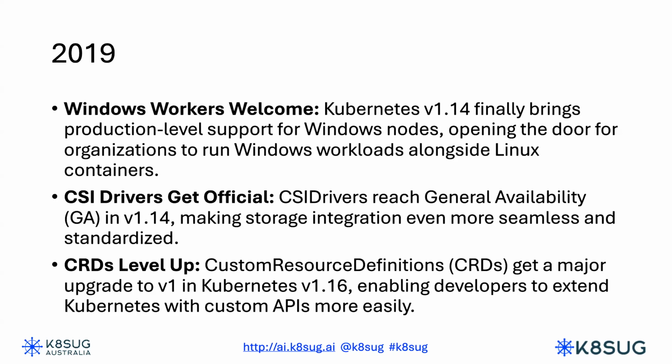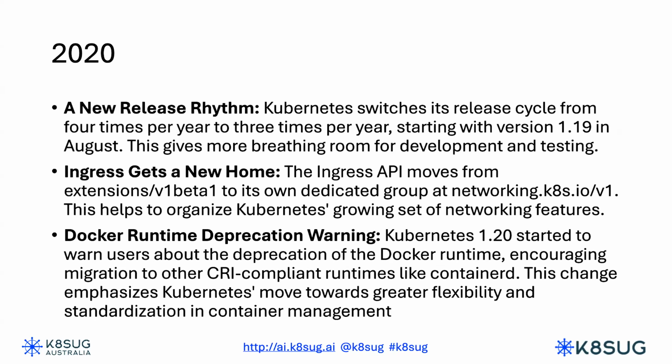I'm Jeremy, and let's see how Kubernetes changed in 2020. During this year, I believe the Kubernetes team had more time and more work to do because of COVID-19, so there were a lot of changes. The first one is the release cycle. They shortened the release cycle from four times to three times per year, so they can have more time for software development.